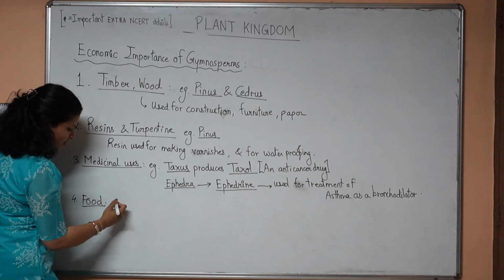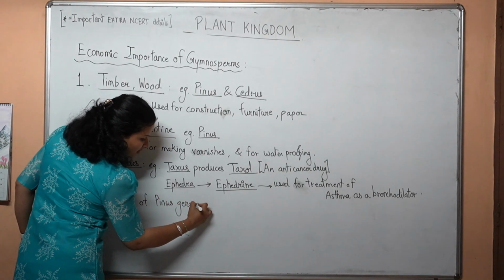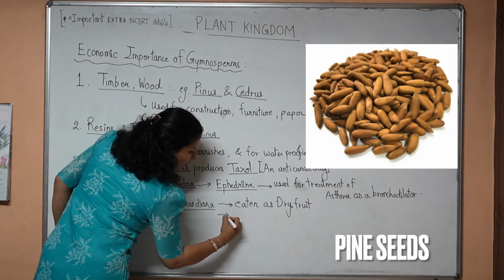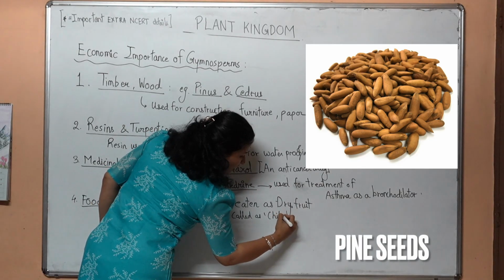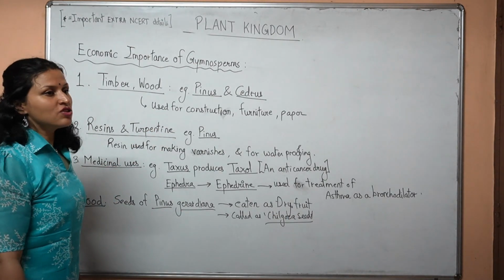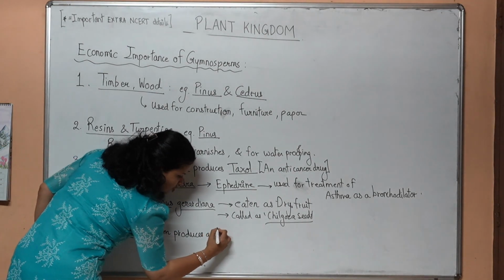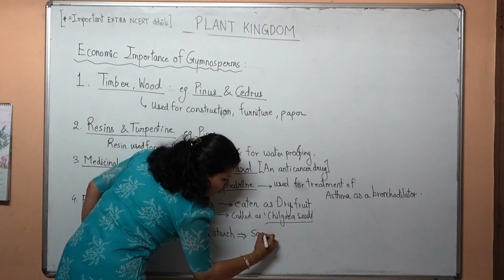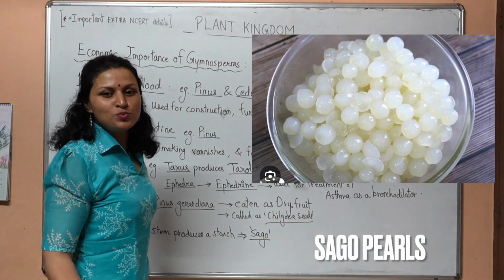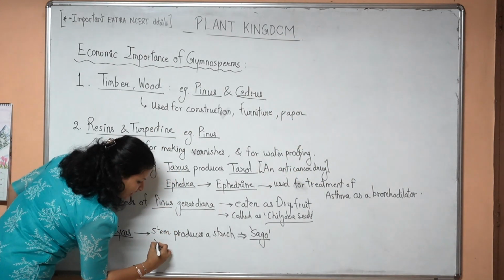Gymnosperms for food. The seeds of the Gymnosperm Pinus gerardiana are eaten as dry fruit, and they are called chilgoza seeds. Pinus gerardiana therefore is also called the chilgoza tree. Cycas stem produces a starch which is called sago, and it's used for flavoring soups, etc. And therefore Cycas may also be called sago palm for that reason.